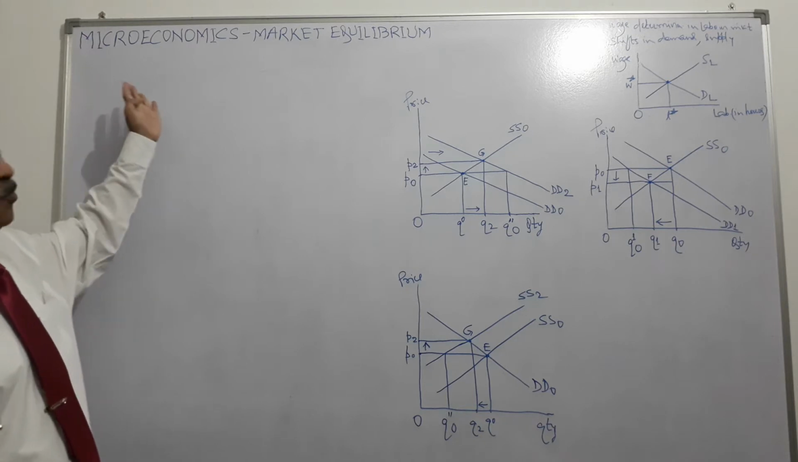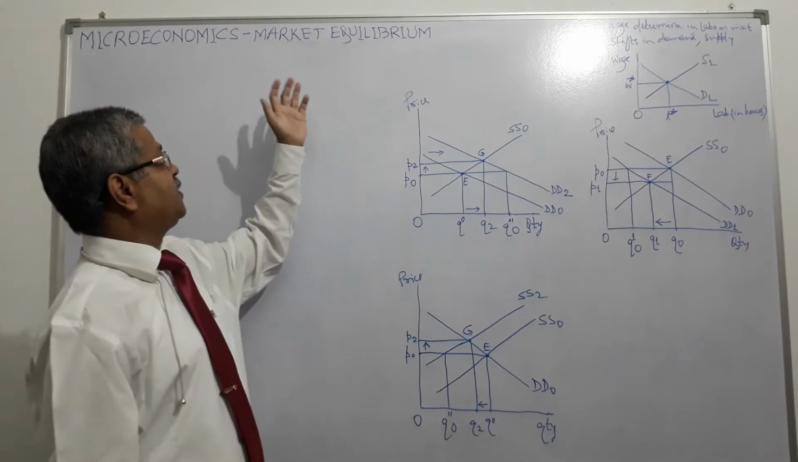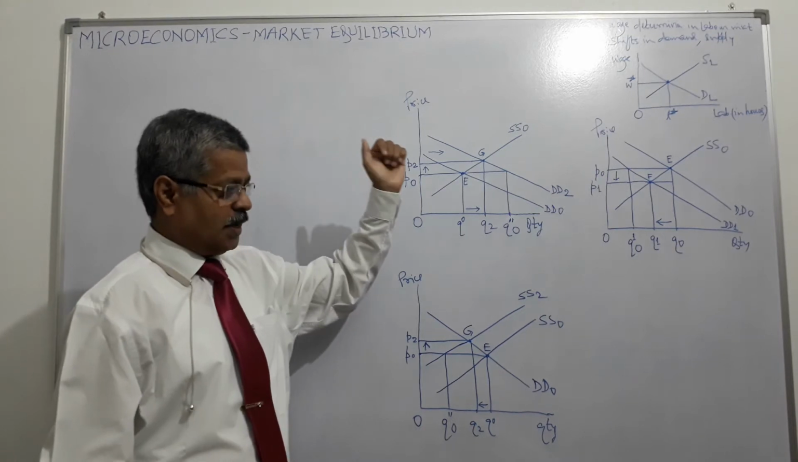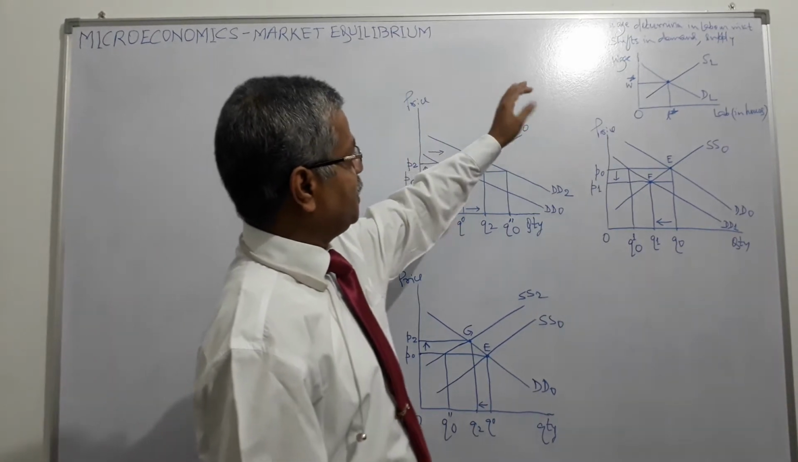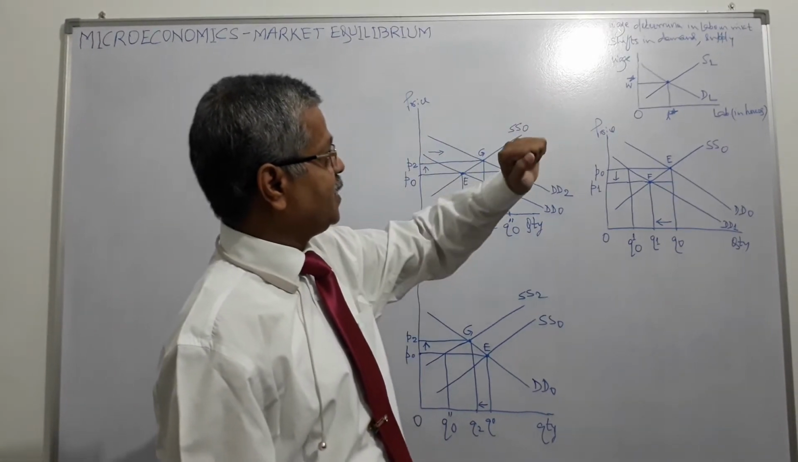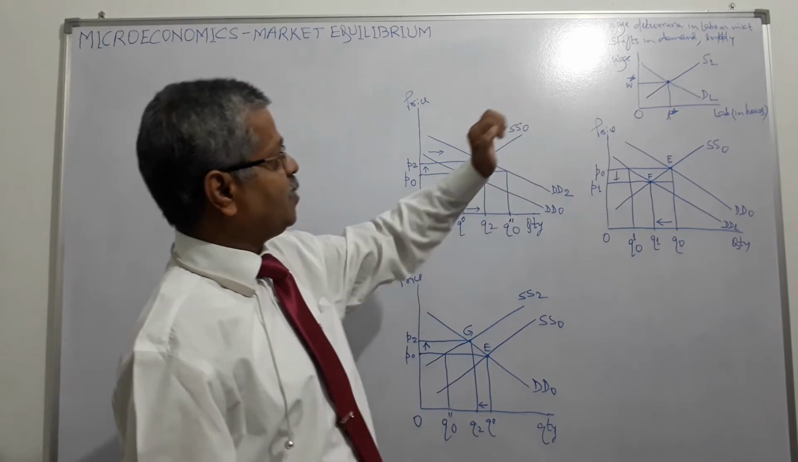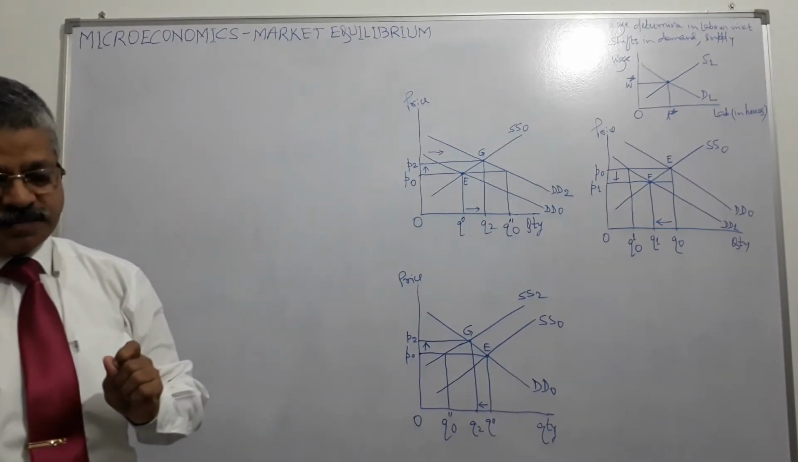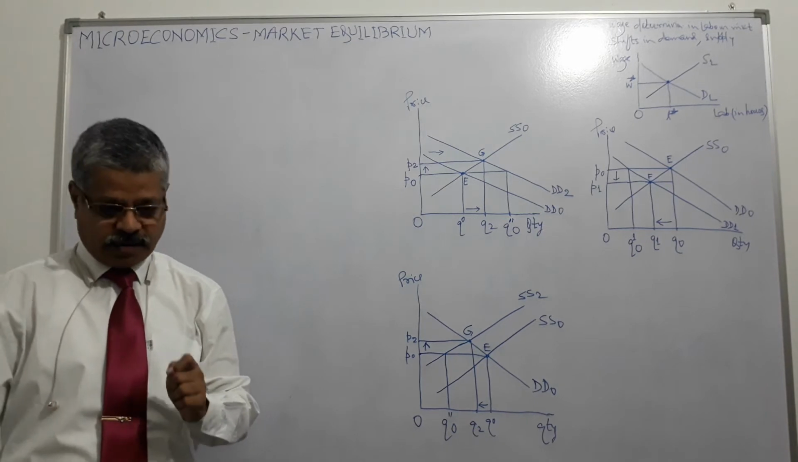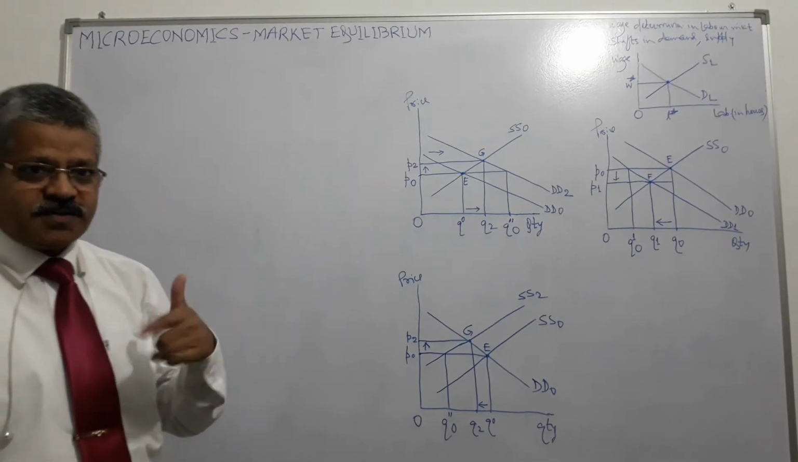Today we will study microeconomics. Chapter is market equilibrium, and the items that we will discuss are wage determination in labor market and shifts in demand and supply. Right? So how do we go ahead? First we will discuss 2-3 points.